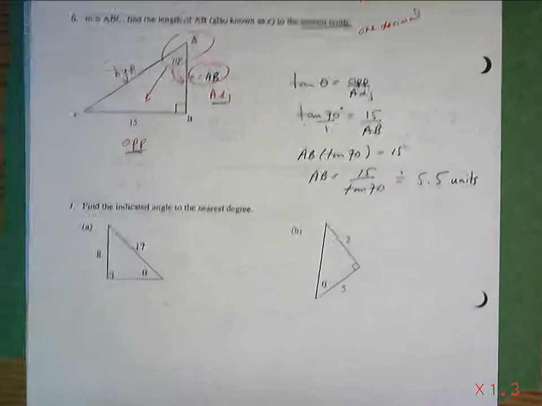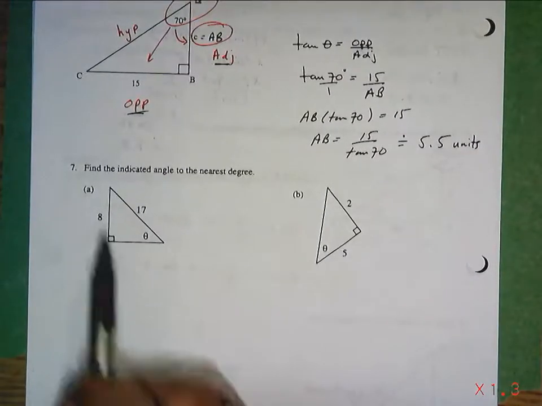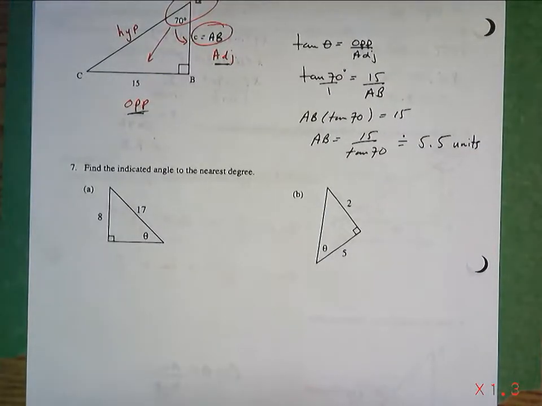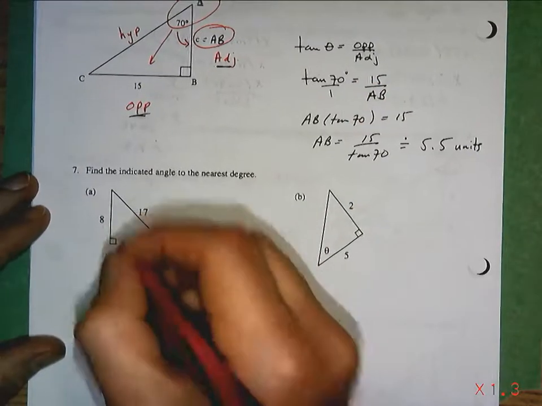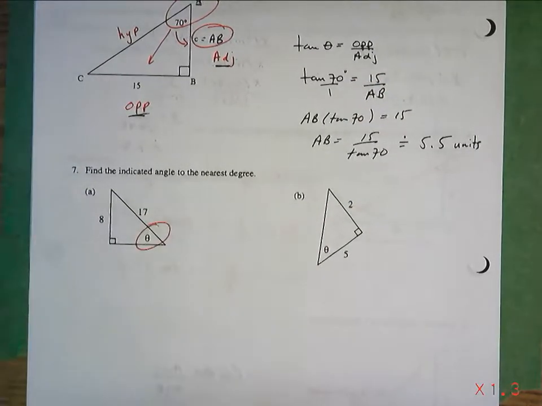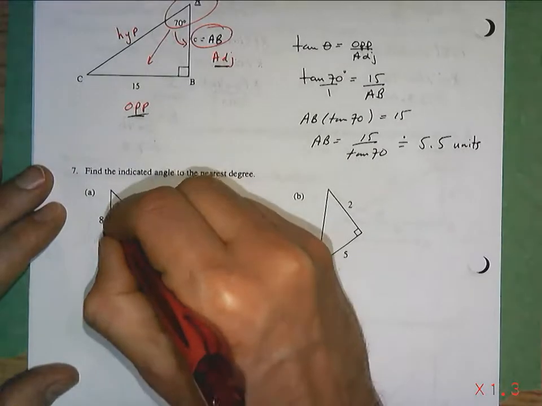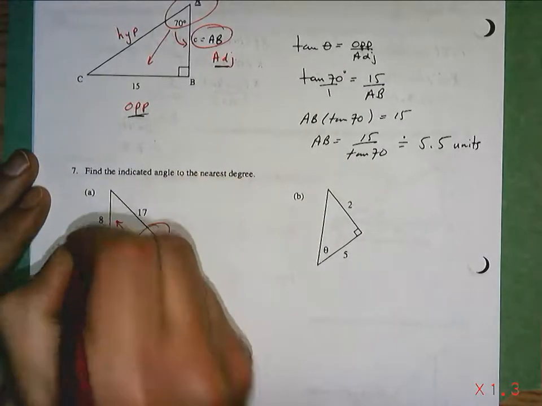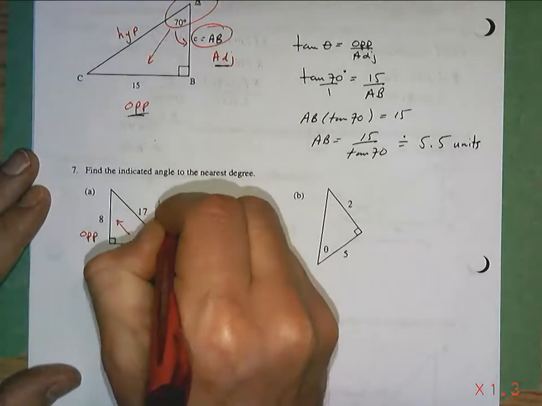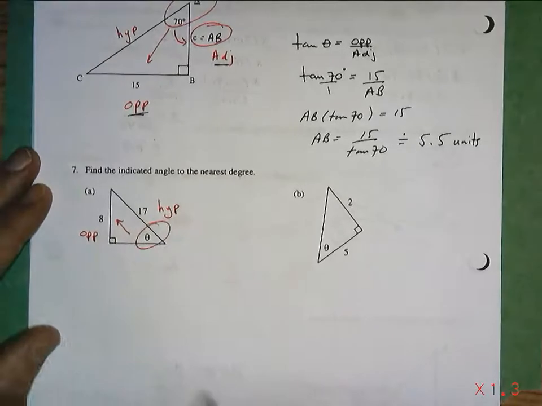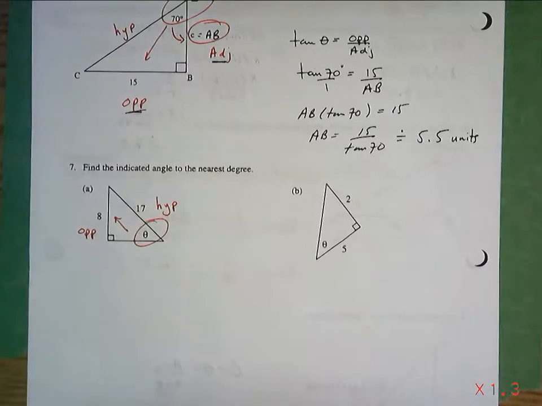Okay, number 7, last two. Find the indicated angle. Okay, so a paradigm shift here. We've been finding sides up to now. Now we want angle. So, this is the angle they want us to find. This would be the side opposite that angle. This is the hypotenuse of that angle. This is adjacent, but nobody cares.